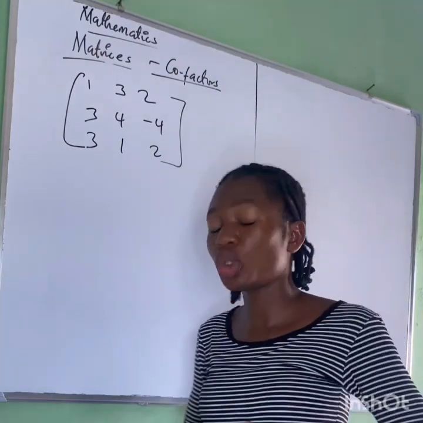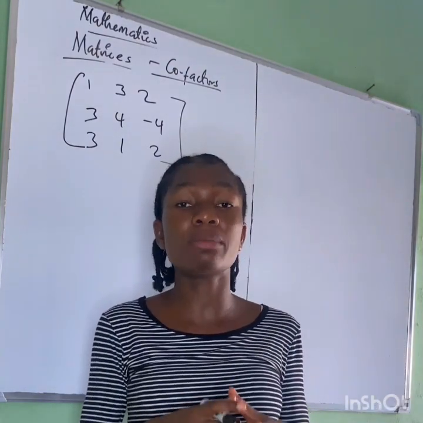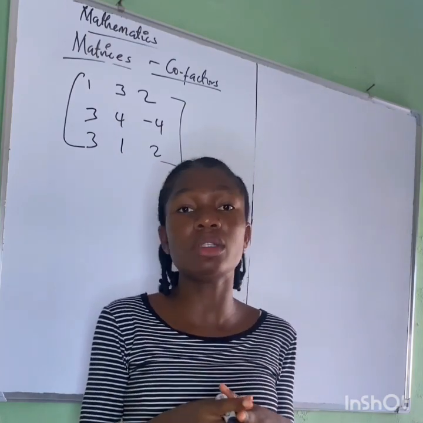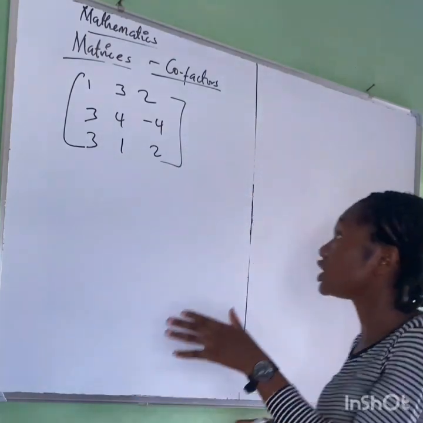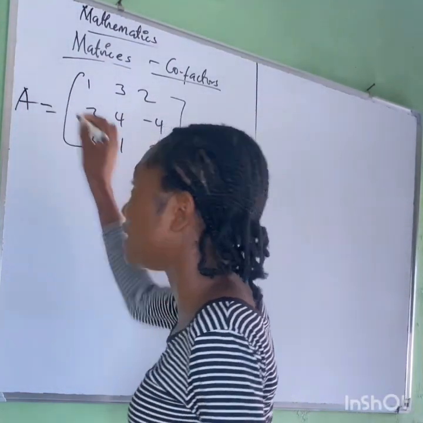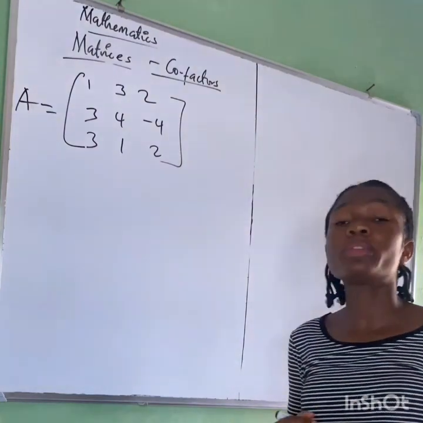Now today we're going to be looking at the cofactors of a matrix. We're going to be looking at how to determine cofactors of a given matrix, alright? Now we have a matrix given on the board. Let's assume that this matrix is A, right? This is our matrix A. Now we want to find the cofactors.